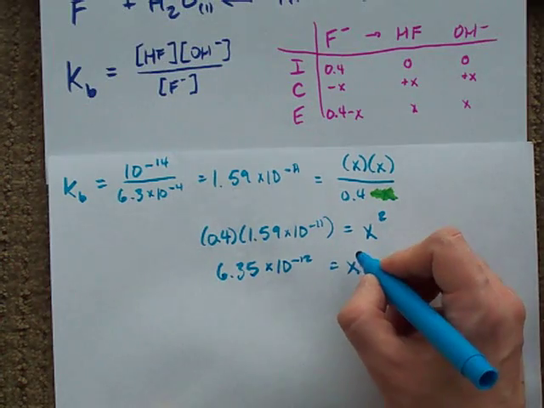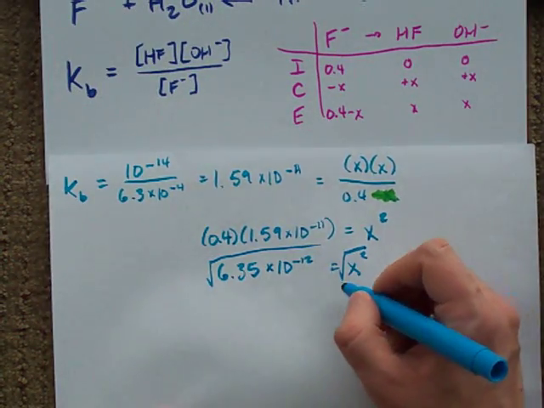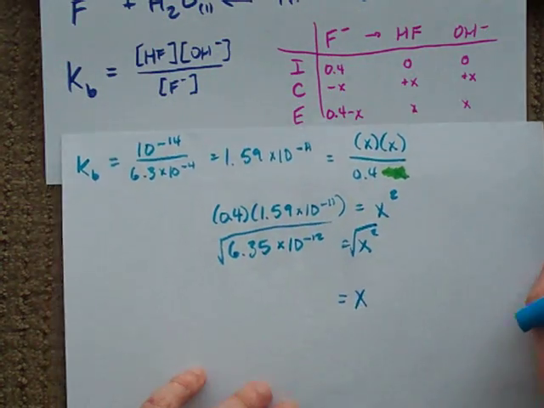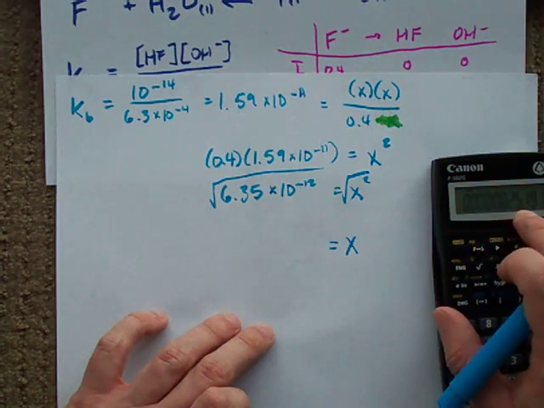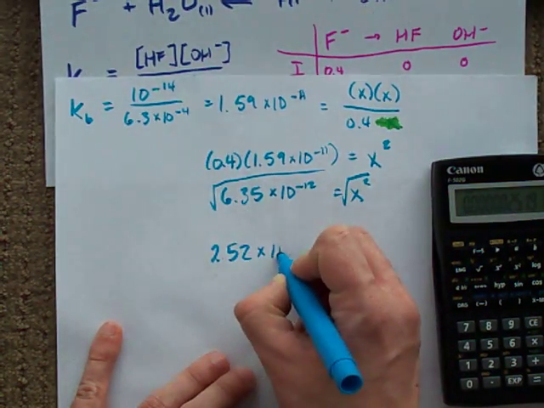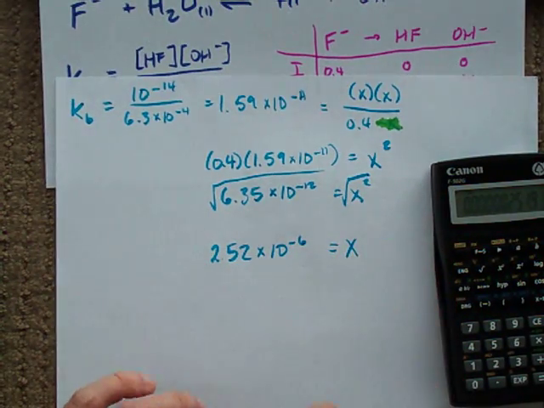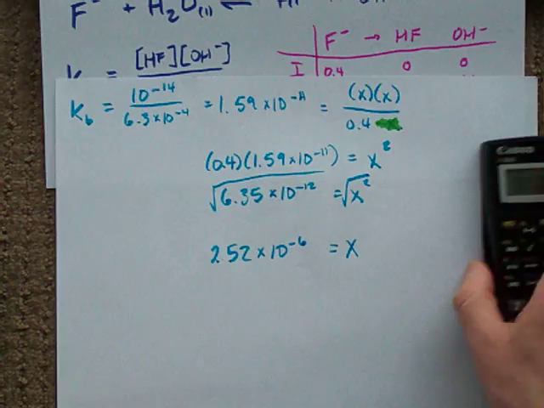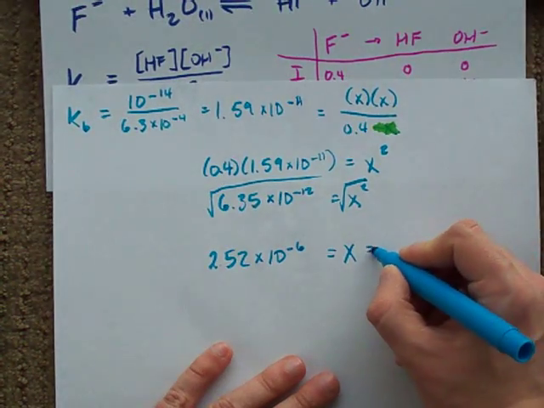And to solve for x, I take the square root of both sides. I'm left with x is 2.52 times 10 to the power of negative 6. There we go. That is my x, which was my concentration of OH-.